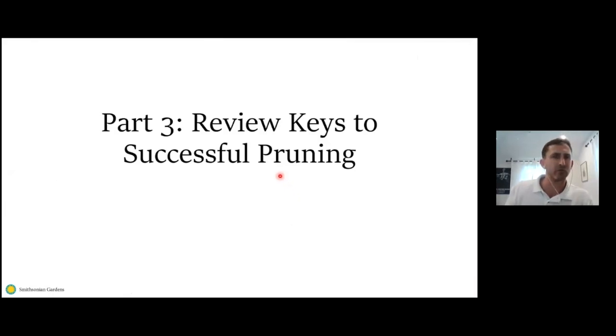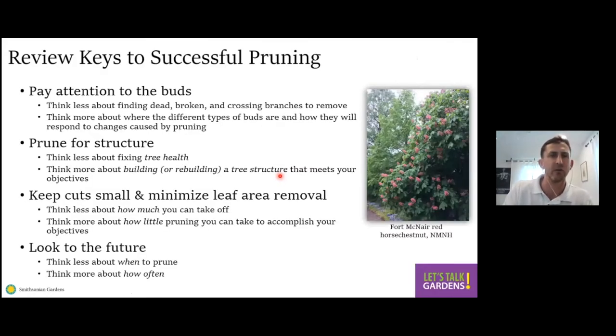Part 3, review the keys to successful pruning. So again, these are kind of my secrets to success. You won't find these in a textbook, but they're things that I was thinking about as far as what do I want to share with people. This is my list of about 4 things that I think are really important to your success in pruning.